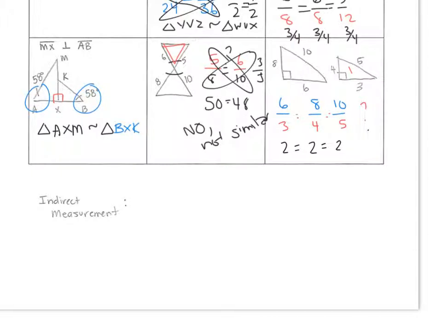Indirect measurement is calculating without measuring something. So we use similar figures, similar triangles, we use trigonometry to do indirect measurement. So there's examples on the next page.